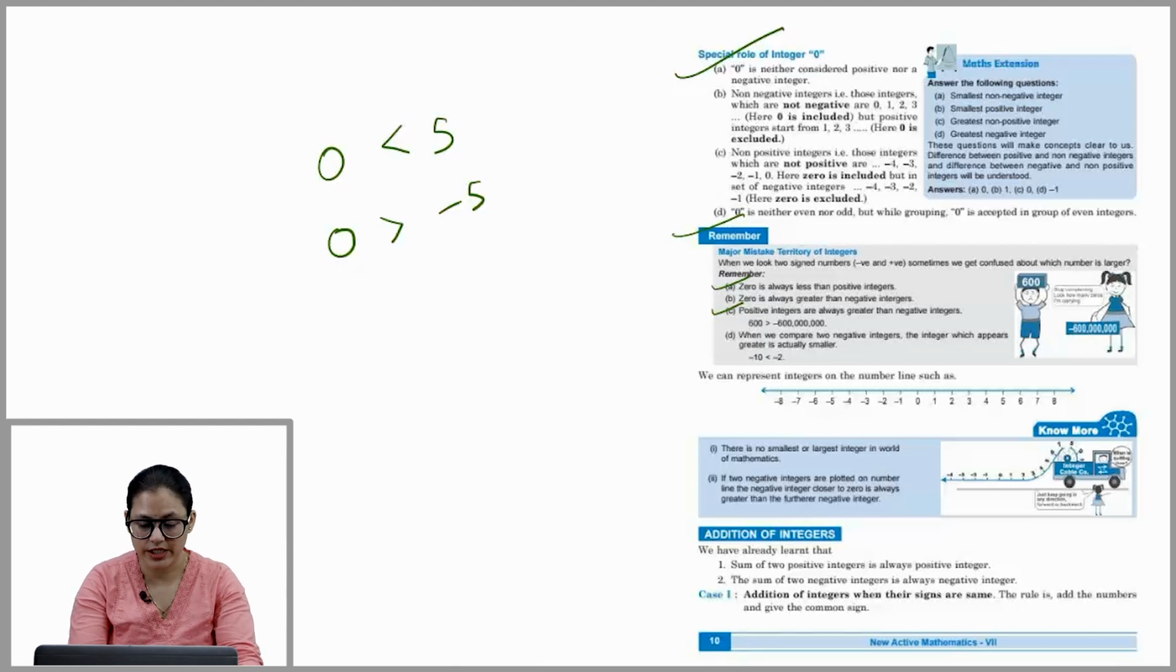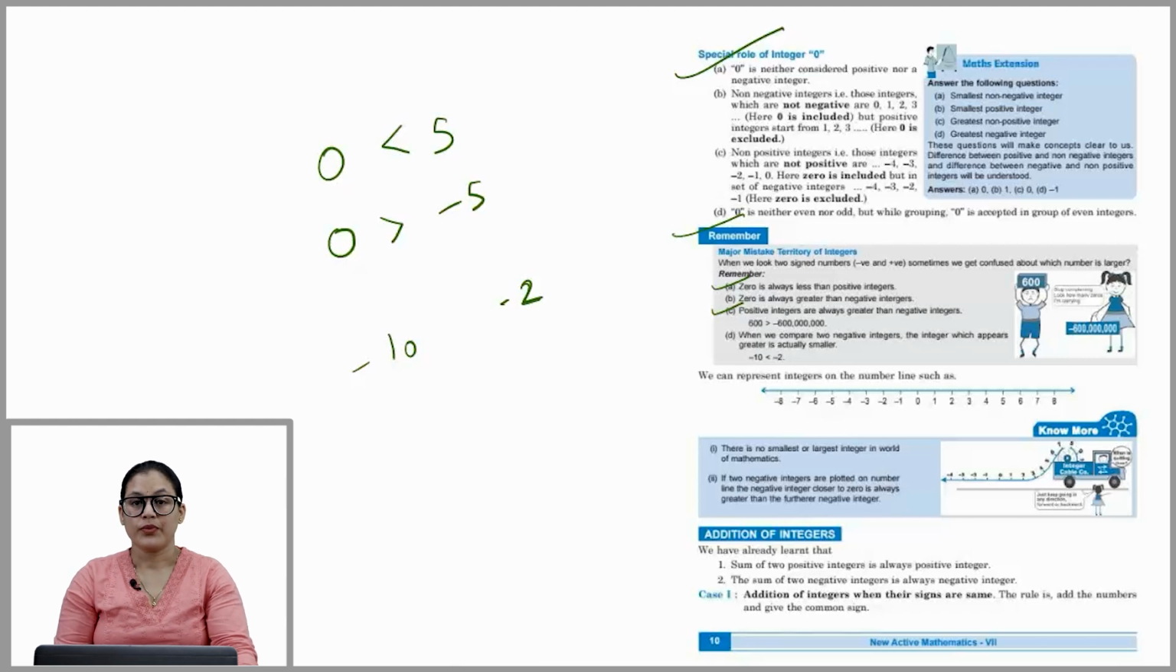Okay, got it? See, we are comparing two negative integers. Here we see that 10 is greater than 2, but both these numbers are negative integers. So whenever you find two negative integers and you have to compare them, always remember the number which appears greater is actually smaller.